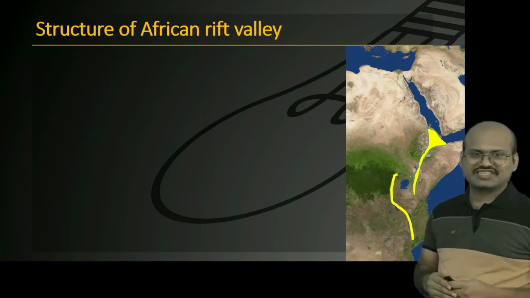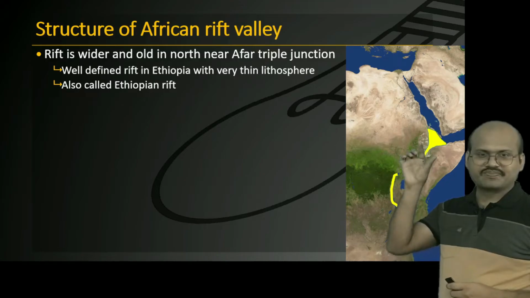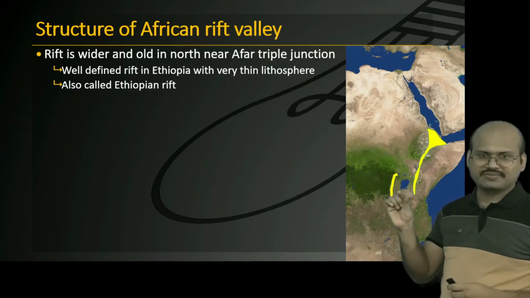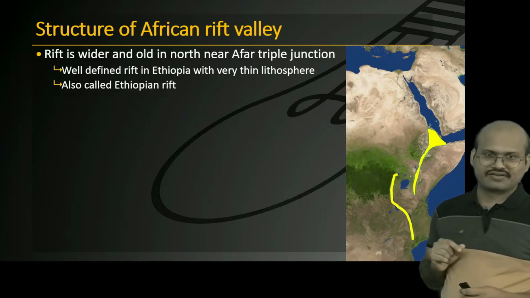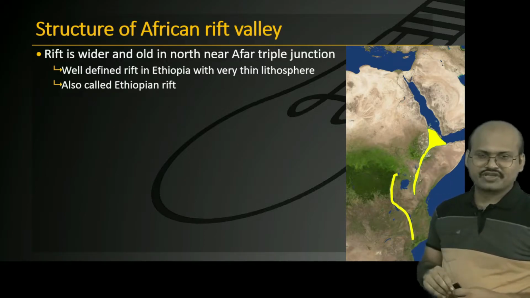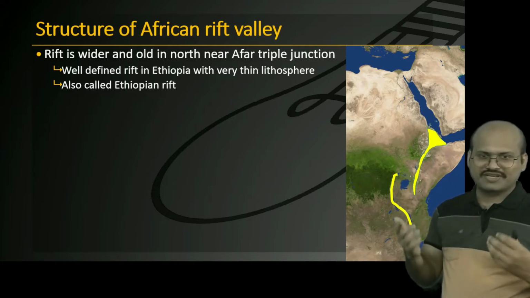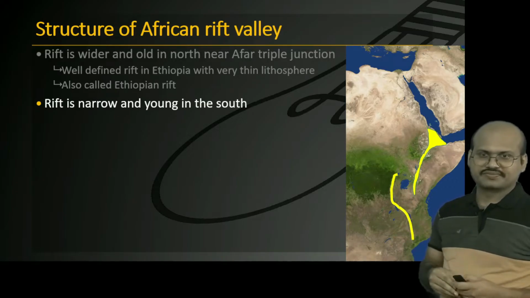Now let's see the structure of the African Rift Valley. We already know that the Rift Valley is broader in the Afar region, and as we go south it becomes narrower. Moreover, here the lithosphere is thin, while here the lithosphere is thick compared to what it is over here. So we can very easily say that here the rifting is old or more matured, and in the southern part the rifting is quite young.